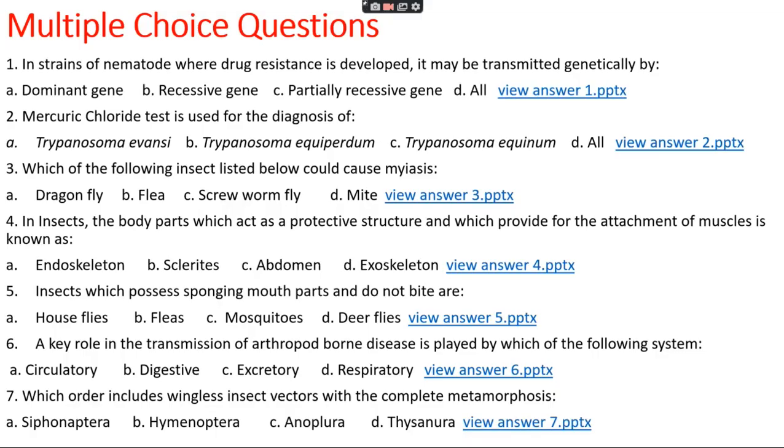Question number one: in strains of nematode where drug resistance is developed, it may be transmitted genetically by which option? A, dominant gene; B, recessive gene; C, partially recessive gene; or D, all. The right answer is option D. That is all, okay?